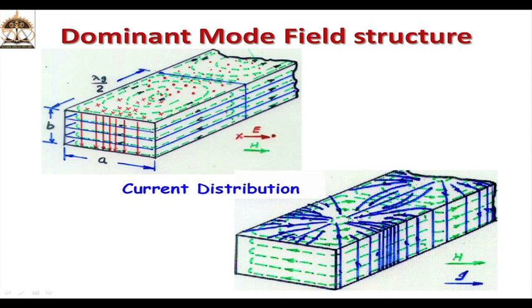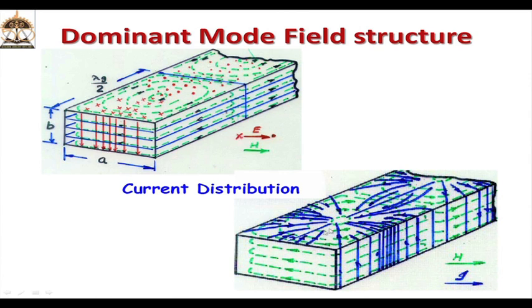Let us see some better structure for better understanding. So, you see electric fields, they are flowing from top wall to bottom wall, whatever I said. The green ones are magnetic fields. So, magnetic field is like this, and you see that the whole thing is getting repeated along the longitudinal direction after every lambda g by 2. And the current distribution, if you see, this is the current distribution, but this one is a bit wrong actually.